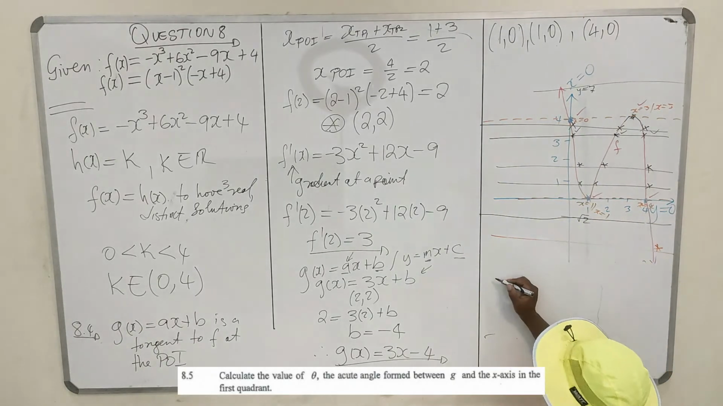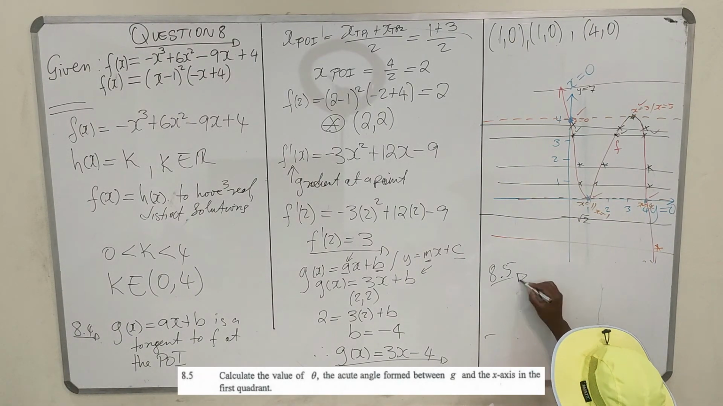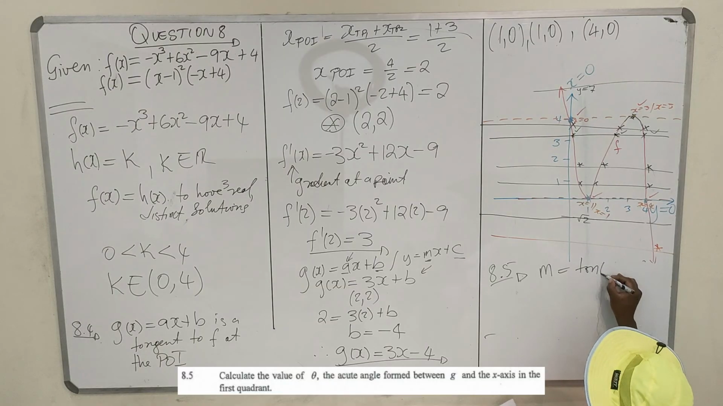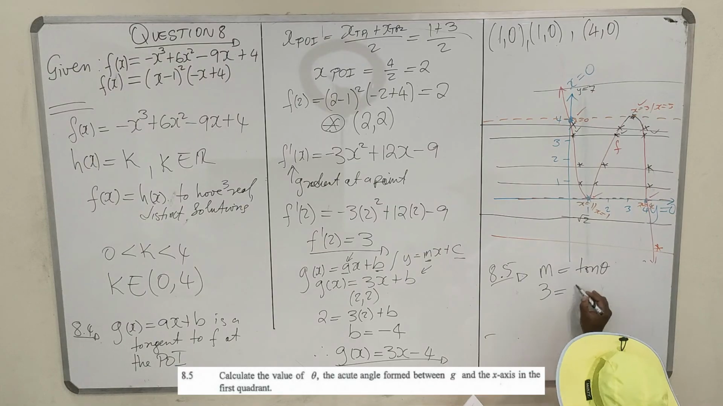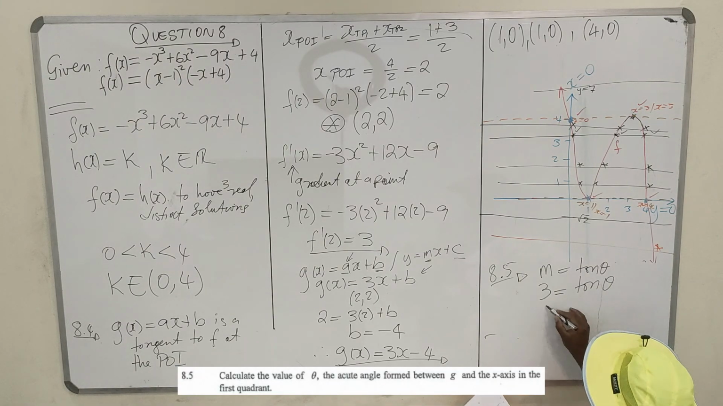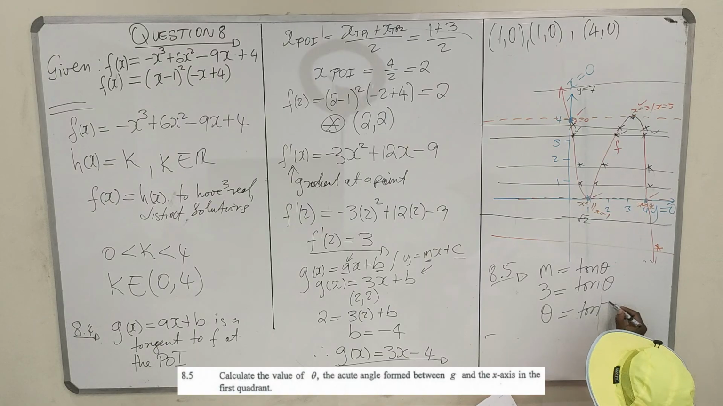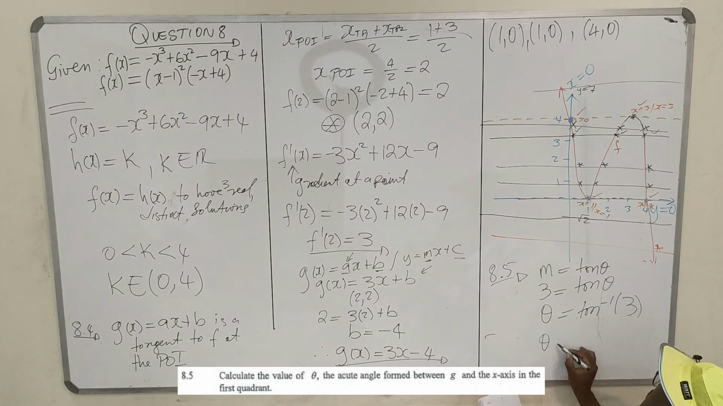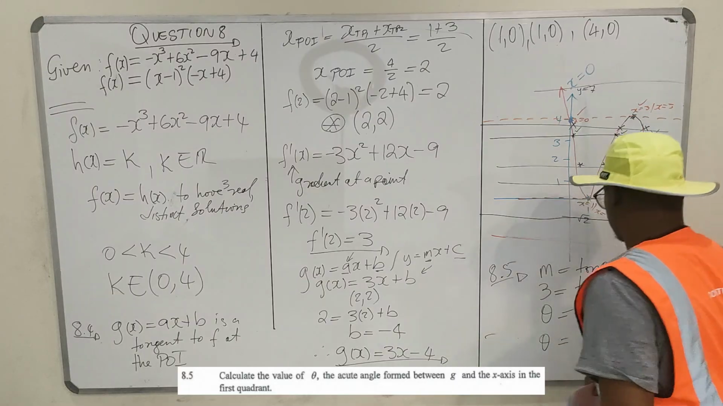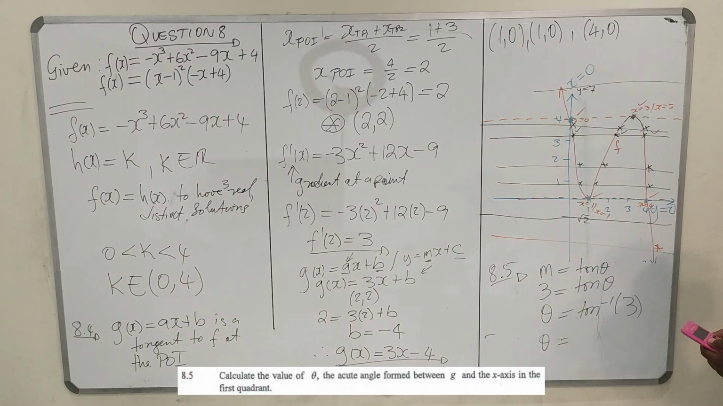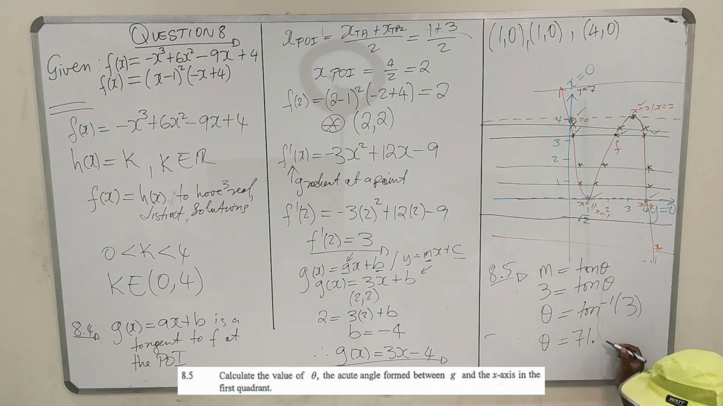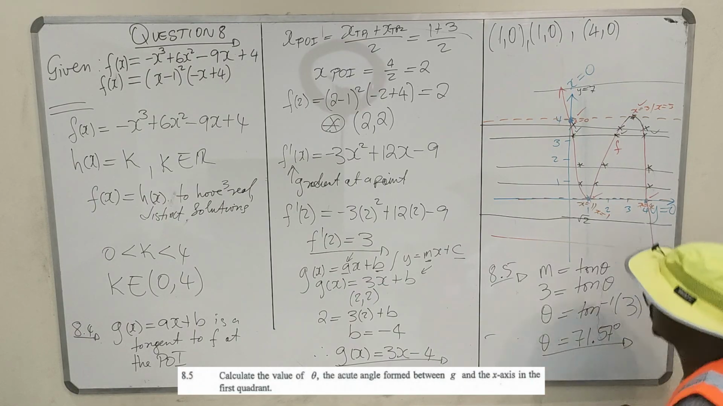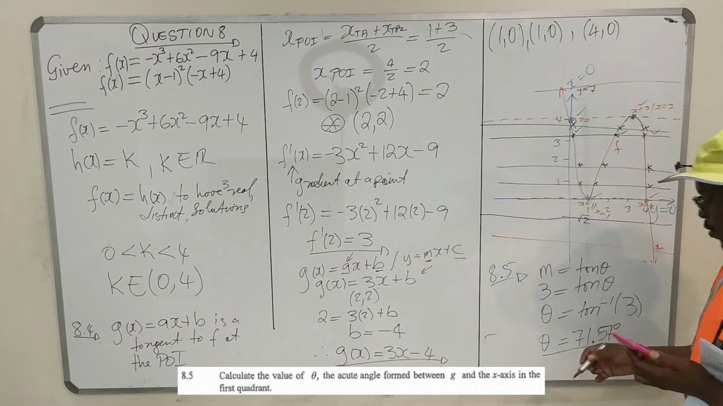You know that m is equal to tan theta, where theta is your angle of inclination. Your gradient is 3, so 3 is equal to tan theta. So theta is equal to arctan 3. Finding arctan of 3 comes out to be 71.57 degrees. This is the angle that this line forms with the x-axis.